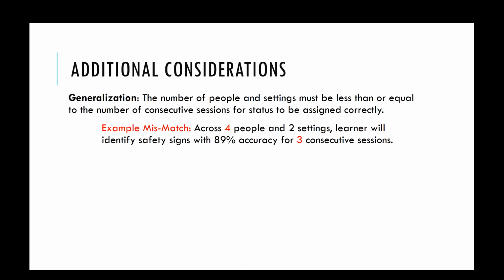Well, this mastery criteria objective reads, across four people in two settings, a learner will identify safety signs with 89% accuracy for three consecutive sessions. Because I have a mismatch and am only requiring three consecutive sessions, there's no way for me to meet my generalization requirement of four people, and therefore mastery will not be assigned. There's a couple of really easy ways to fix this. One would be to change my generalization requirement to be three people or two people, but I had a really specific reason that I wanted four. So I'm going to keep that and instead change my consecutive session requirement to four. Also super easy, I'm going to change it in the objective container.